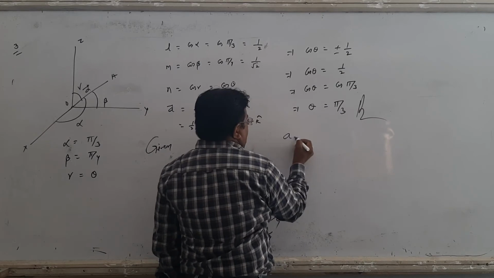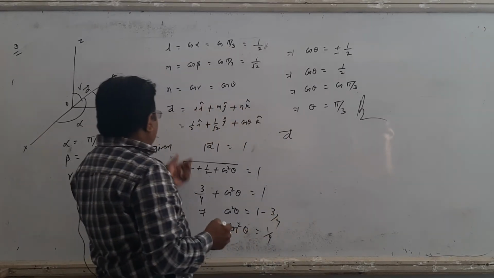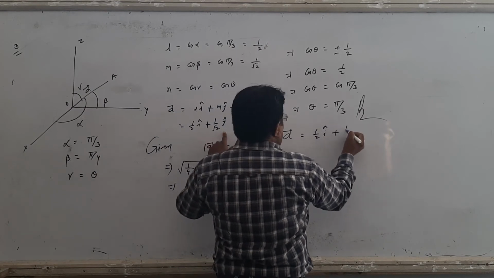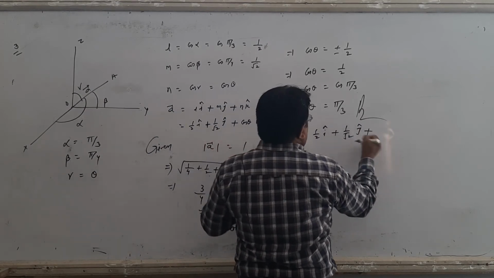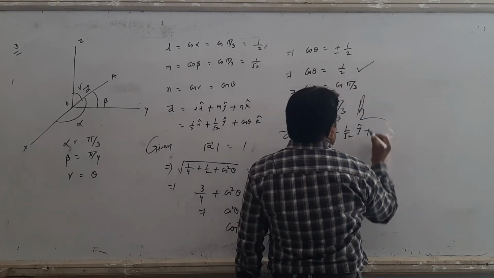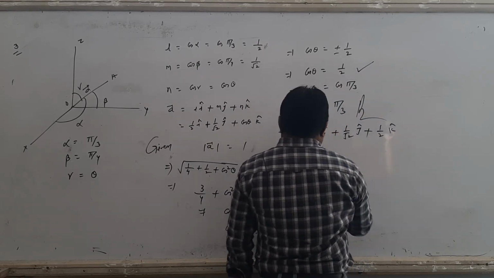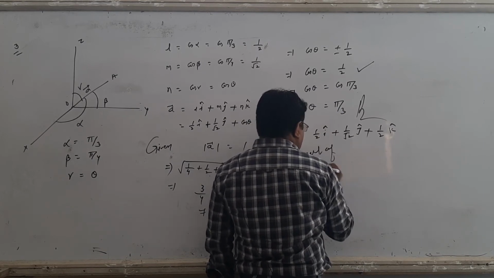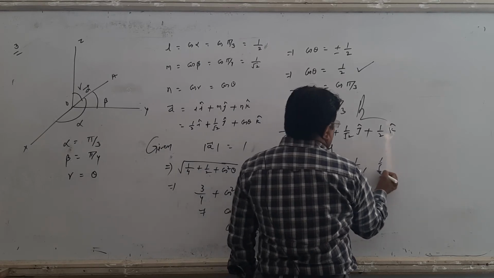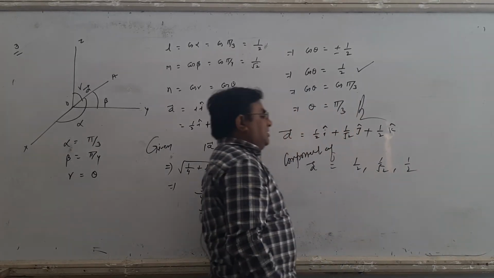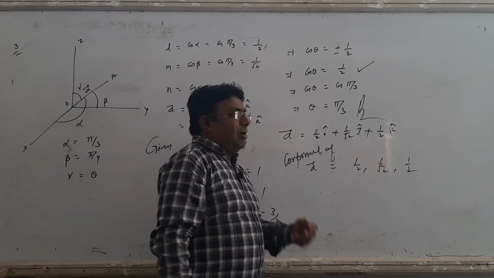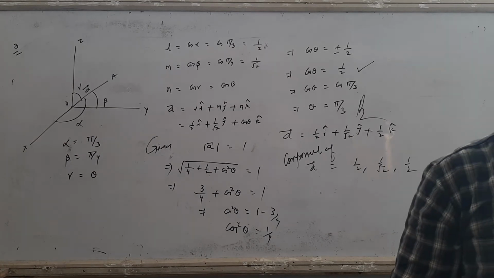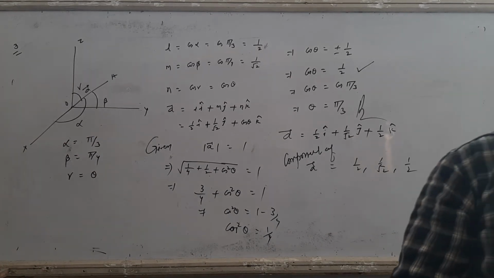But now the second answer, find the components of vector A. Vector A is given 1 by 2 i cap, right? 1 by root 2 j cap, and cos theta is a half, right? So that is 1 by 2 k cap. Now the components of vector A, which are scalar components, are 1 by 2, comma, 1 by root 2, comma, 1 by 2. But the vector components are 1 by 2 i cap, comma, 1 by root 2 j cap, and 1 by 2 k cap. So the first three questions are very, very important. Now question number 4.